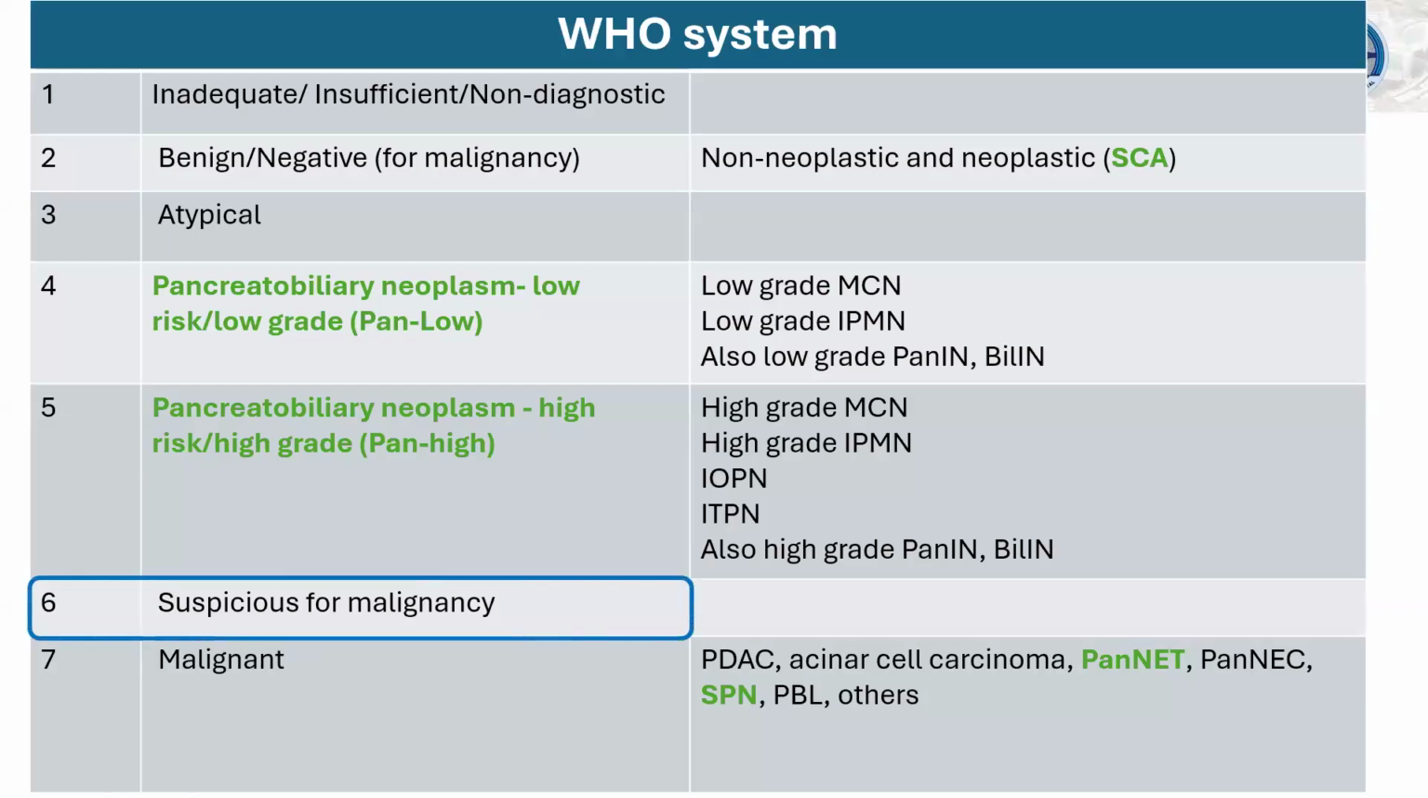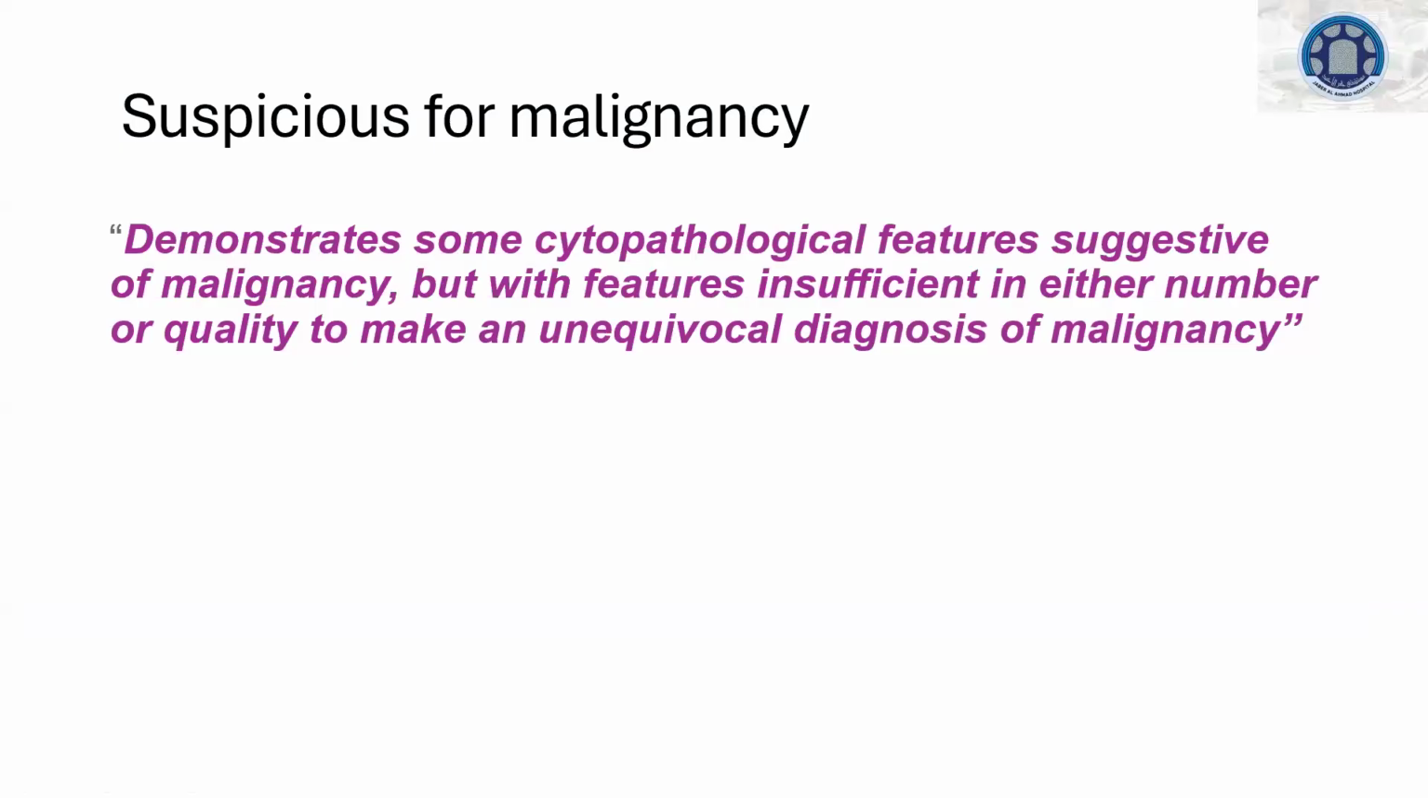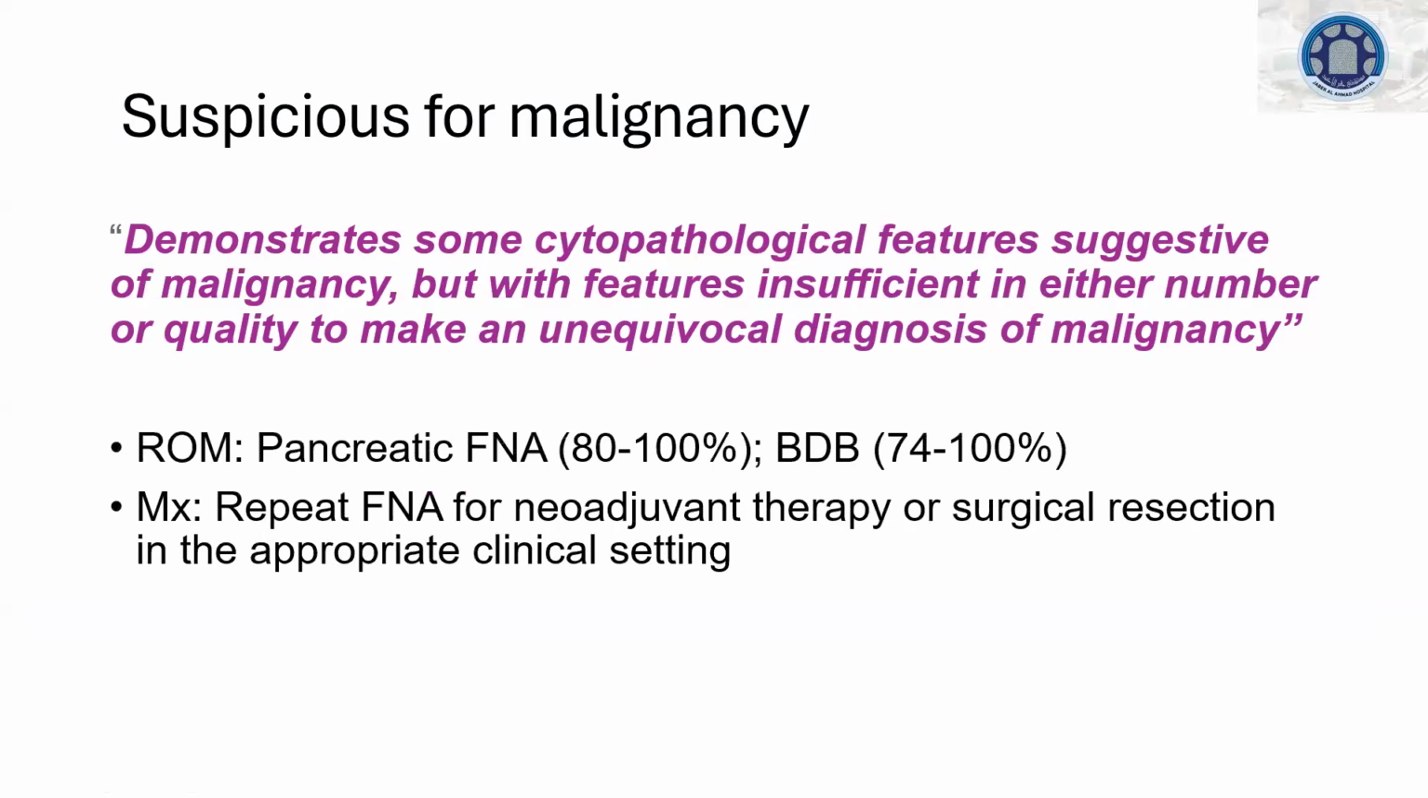Next, we'll go to suspicious for malignancy category, where you know there are features of it is going to be malignant, but you cannot say for sure that this is malignant. That is when you put suspicious for malignancy. And in case of pancreas, it's 80 to 100% and 74 to 100% risk of malignancy. Management, if the patient is fit for surgery, you have to do surgery for this patient. But if the patient is not fit and you are thinking about neoadjuvant therapy, you have to do a repeat FNA.